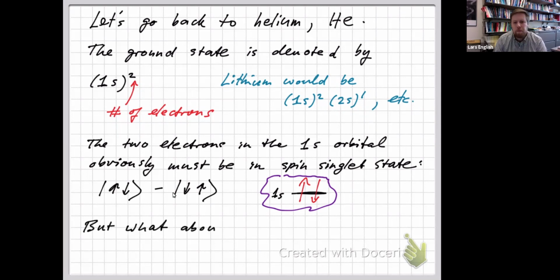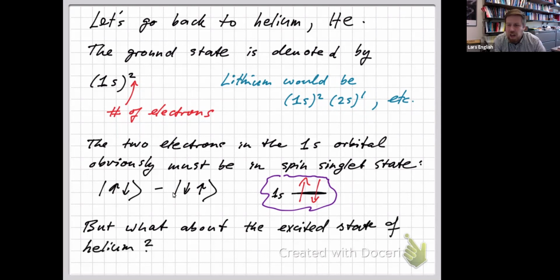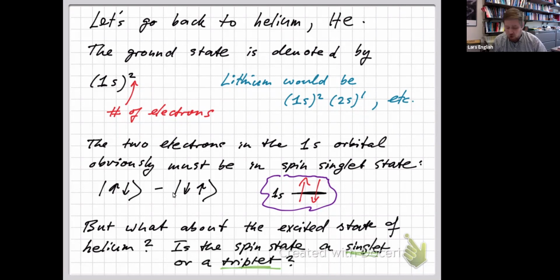So then, what about the first excited state of helium? What do you have to do to get to an excited state? Right. So the idea is you're going to take one of those 2 electrons and promote it to a higher state. What is a higher state? Well, 2s would be a higher state, or 2p orbital. The orbitals in 2p would also be an excited state, but you only have to take one of those 2 electrons and promote it. So then the question is, what is the associated spin state? Is it a singlet or is it a triplet?